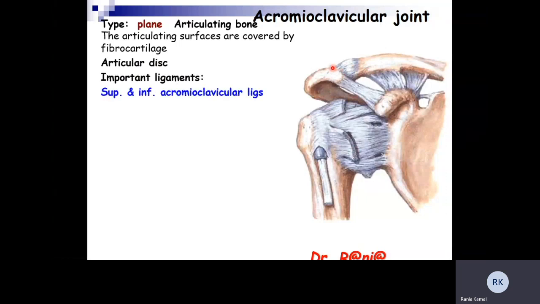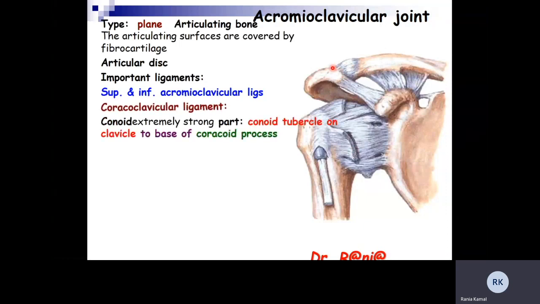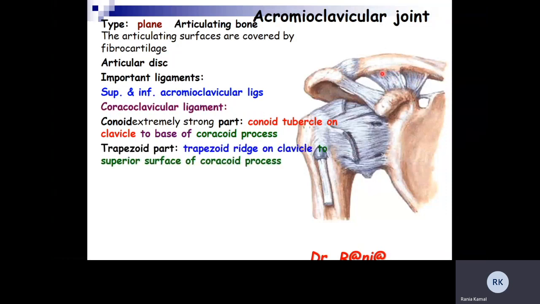Important ligaments here are the superior and inferior acromioclavicular ligaments, and the strongest one is the coracoclavicular ligament, which has two parts, the conoid part and the trapezoid part. The conoid part is attached to the conoid tubercle on the undersurface of the clavicle and the base of the coracoid process. However, the trapezoid part is attached to the trapezoid ridge on the undersurface of the clavicle and the superior surface of the coracoid process.